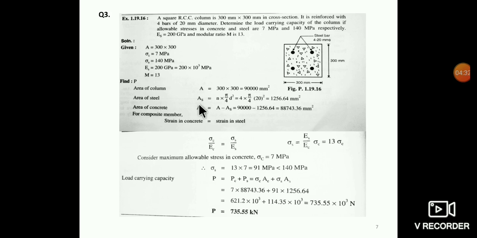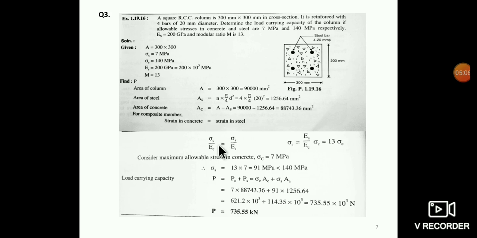Area is equal to 300 into 300 means 90,000 mm square. Area of steel AS is equal to N into pi by 4 D square. N is number of bars, which is 4. Pi by 4 D square with D as 20. So it is 1256.64 mm square. Area of concrete AC is equal to area of column minus area of steel. Area of column is 90,000. Area of steel is 1256.64. So you get area of concrete as 88743.36 mm square.